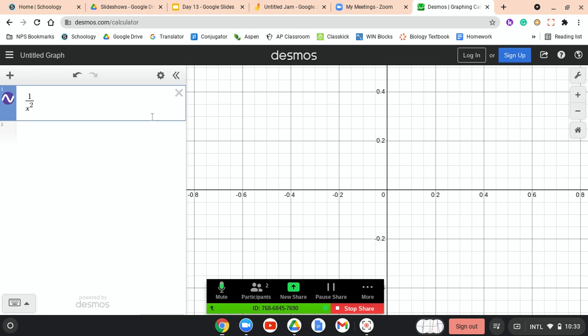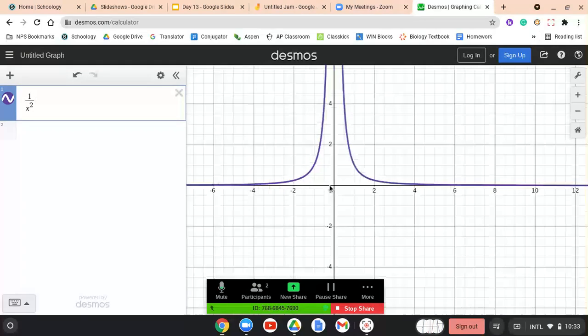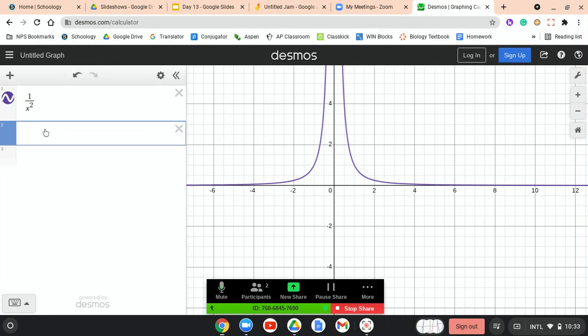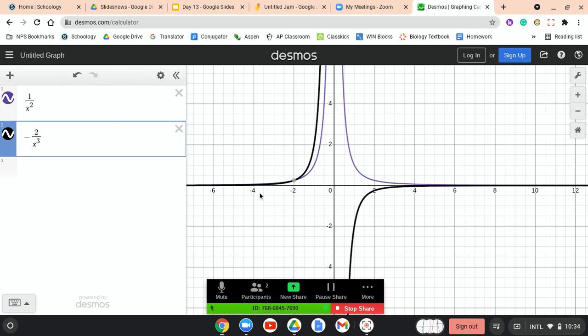Let's look at the graph of 1 over x squared. The derivative, I'll just do it very quickly. The derivative is, I believe, negative 2 over x cubed. So if we're trying to find maxima or minima of 1 over x squared, we have to find when the derivative is equal to 0 or undefined.